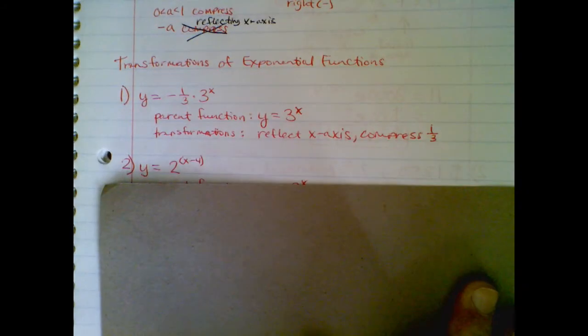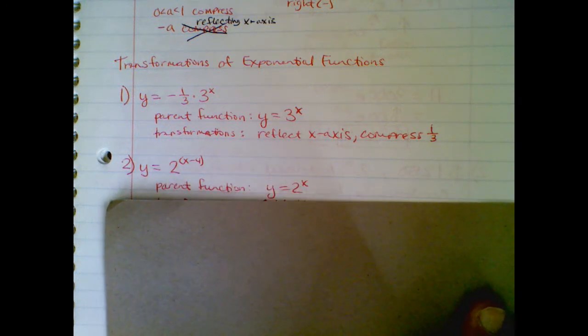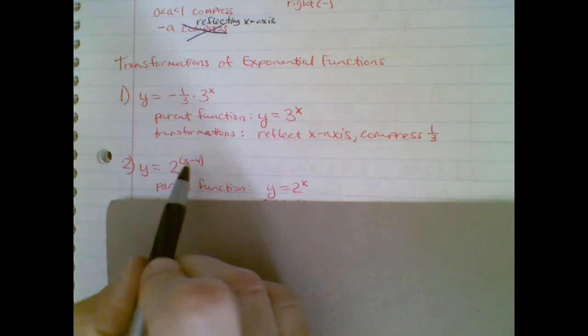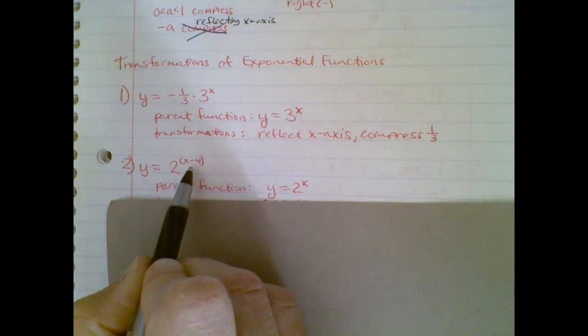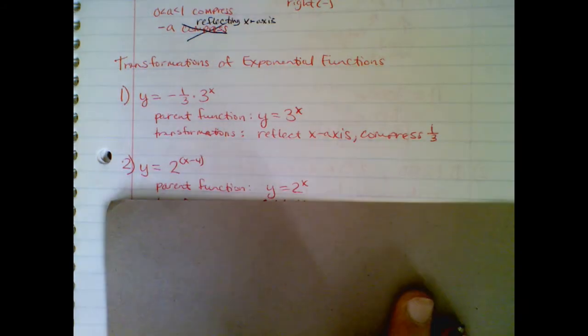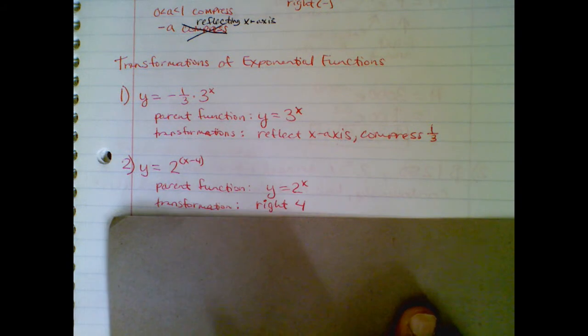For this next one, we have y equals 2 to the x minus 4 power. Our parent function that we're comparing it to would be y equals 2 to the x power. And since inside parentheses it's x minus 4, it's going the opposite direction of what we think. So it's going to the right 4 units.